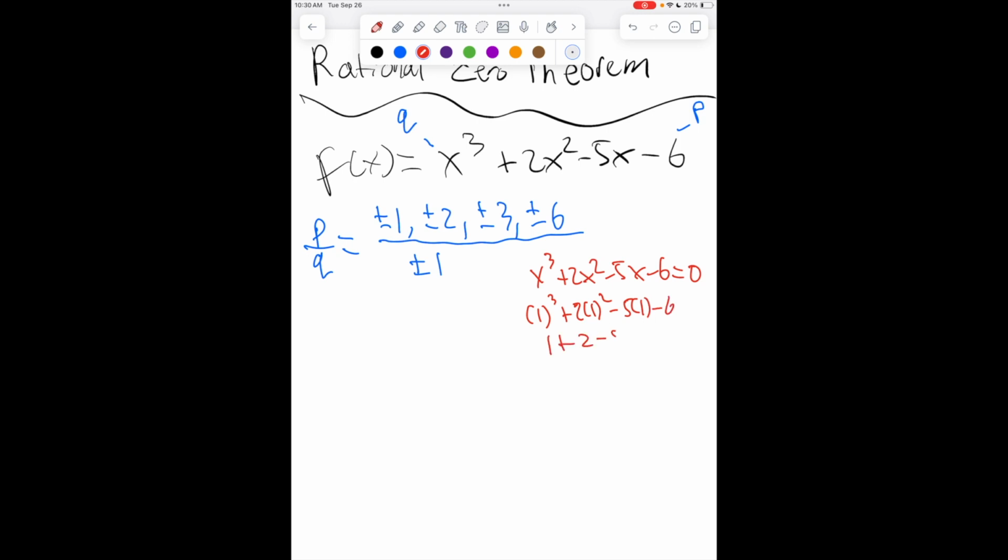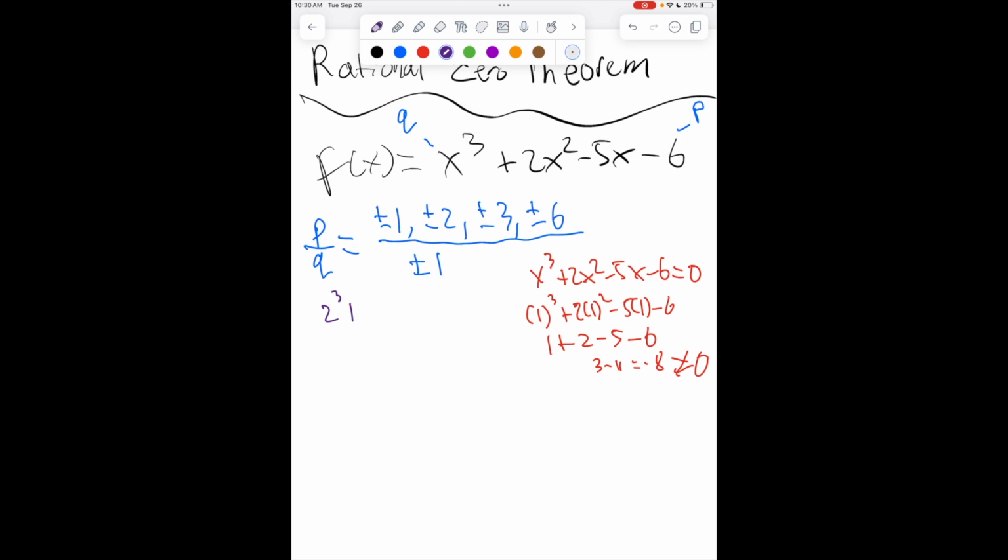1 plus 2 minus 5 minus 6 looks like 3 minus 11. So I think we have to try a different number, because that equals -8. That does not equal 0. So let's try maybe 2. Since positive 1 didn't work, let's try positive 2.